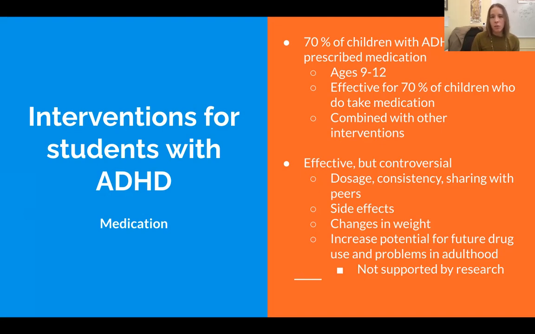But the best thing to do is to also combine medication with other interventions, such as behavioral therapy and parental education. So a little bit of note on medication. It is effective, but it can be controversial. There can be issues with dosage, making sure the child gets the right dosage and is taking it consistently. And in bad cases, sometimes they might be sharing with their peers.